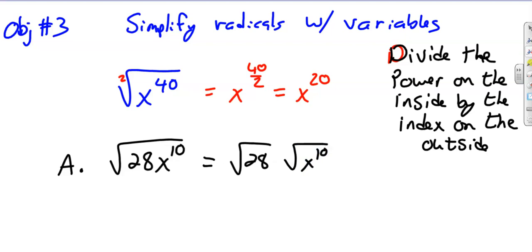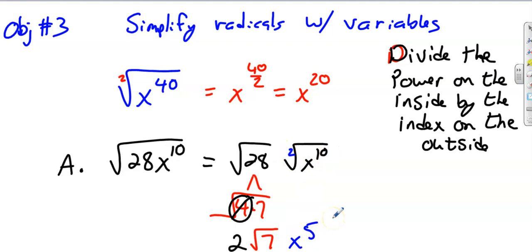Okay, if you take the 28 and start breaking it down, that's 4 times 7. And hopefully you go, okay, square root of 4 is just 2. So that would be 2 square root of 7. And if I'm taking x to the 10th, again, it's a square root, so that's technically a 2 out here. I'm just doing 10 divided by 2, which makes that x to the 5th. So simplify the number, there's your answer here. Simplify the variable, there's your answer there. And that is the answer that you're looking for.